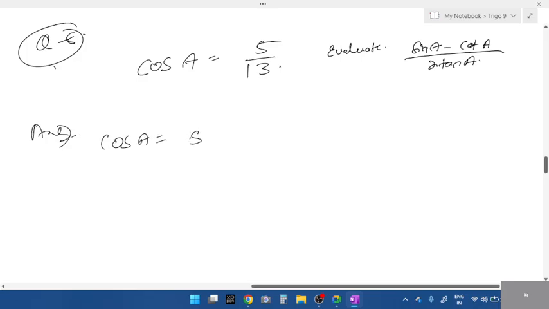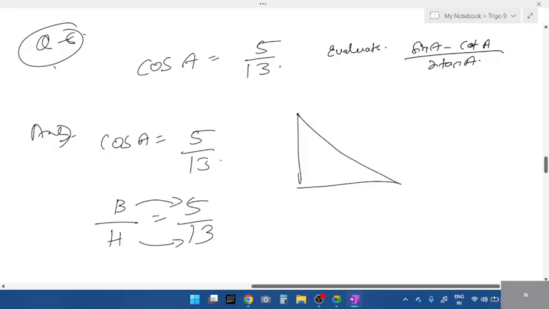Cos A is equal to, what is the cos formula? Base by hypotenuse, 13. Is it clear? Base is how much? Base is 5 and hypotenuse is 13. Draw a right angle triangle, students. I'll name this as ABC.